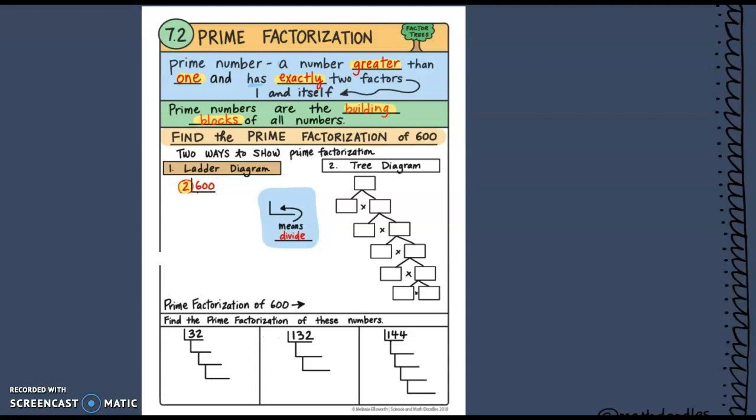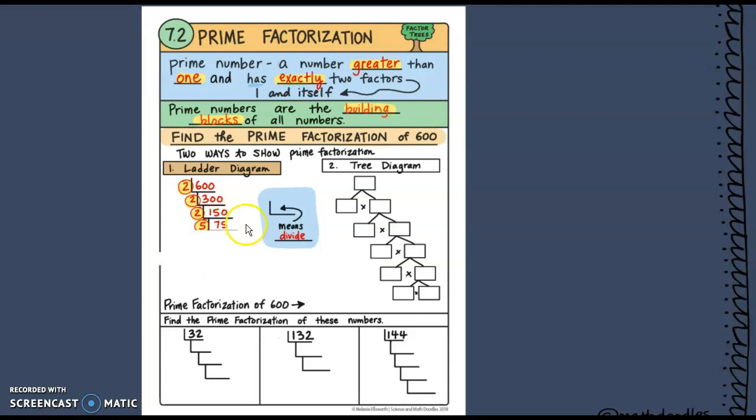2 is prime. I know that 600 can be divided by 2 because 600 is even. So 600 divided by 2 gives me 300. 300 is also even. It can be divided by the prime number 2. Again, we're trying to divide by prime numbers. 300 divided by 2 gives me 150, which is also even and can be divided by the prime number 2. We're going to keep dividing by prime numbers until we have all prime numbers along our ladder. So 150 divided by 2 gives us 75.